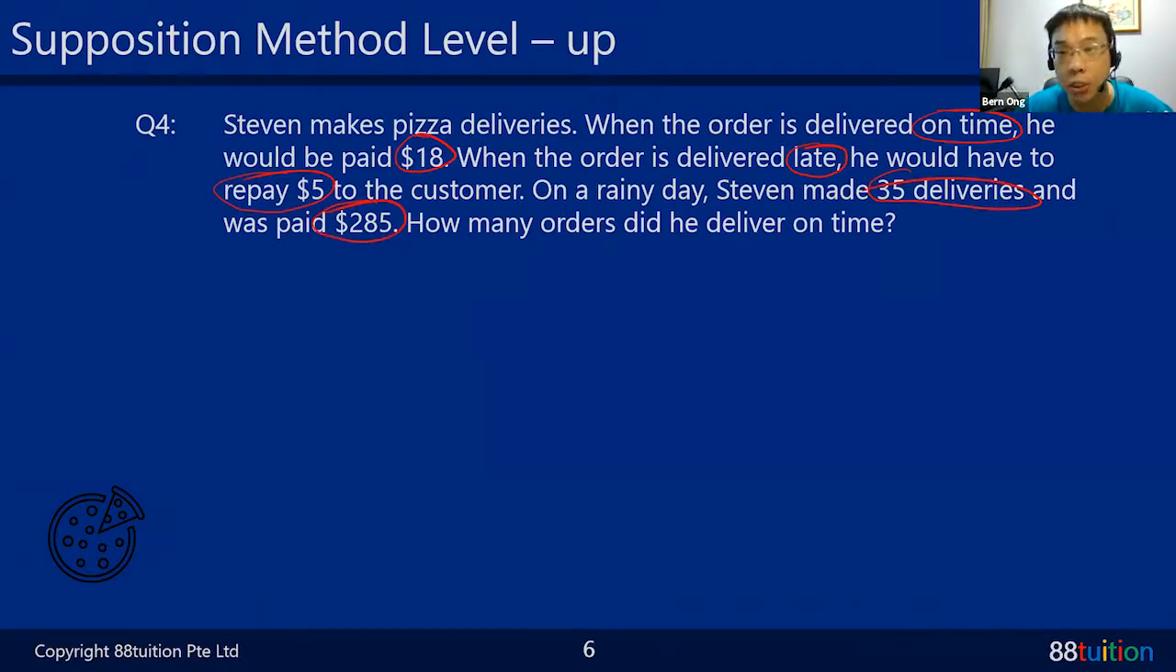So is this supposition or supposition level up? This is actually supposition level up. How do you know? Because there's a plus: if you deliver on time, you get money. But if you are late, what happens? You lose money. Can you see? So there's a plus and minus, the opposite effect. This is actually supposition level up.